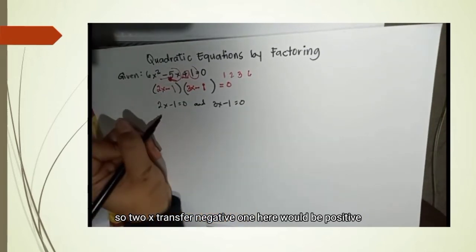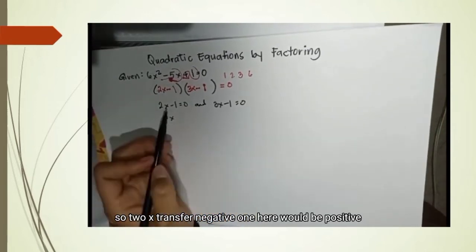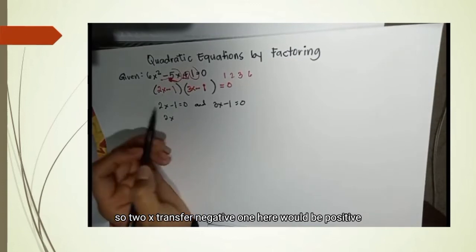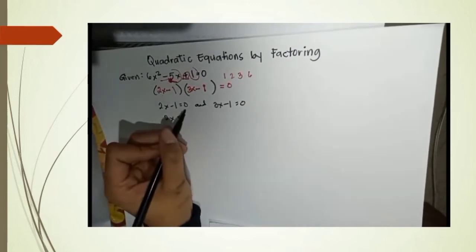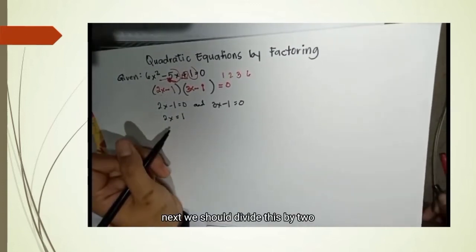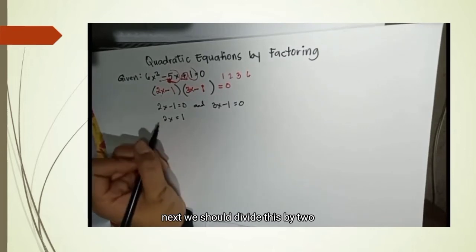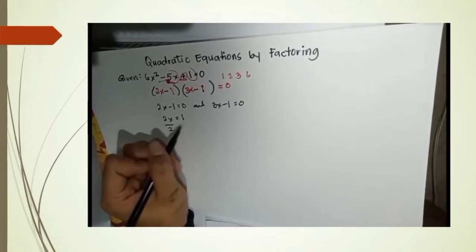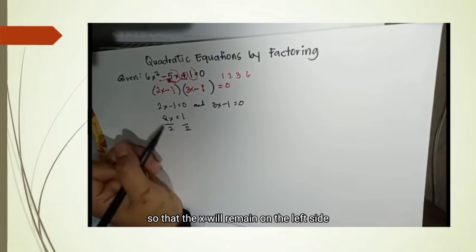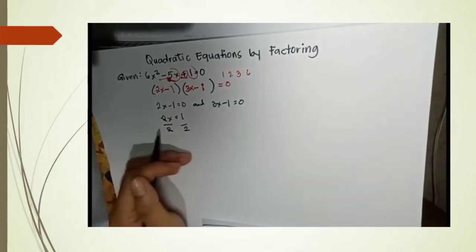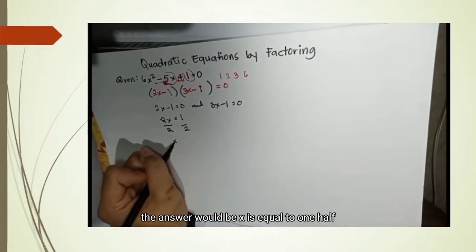So 2x, transferring negative 1 here would be positive. Next, we should divide this by 2 so that the x will remain on the left side. The answer would be x is equal to 1/2.